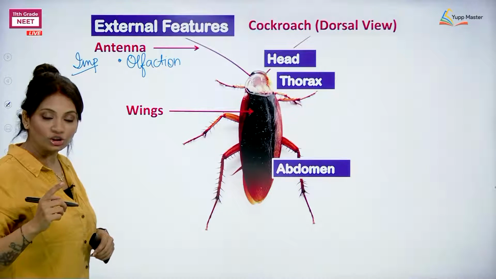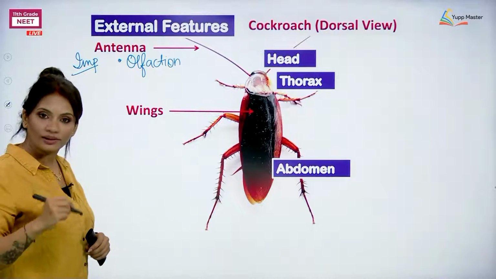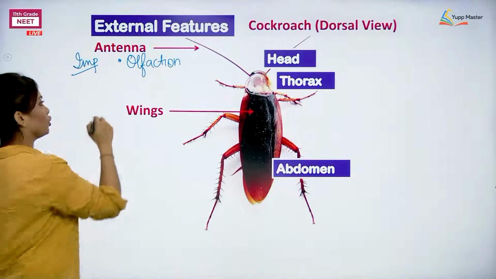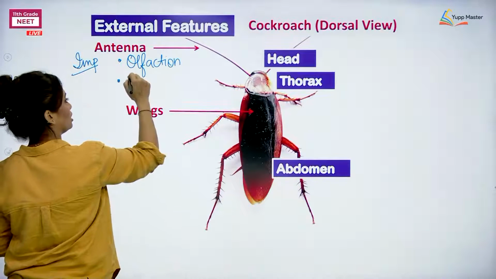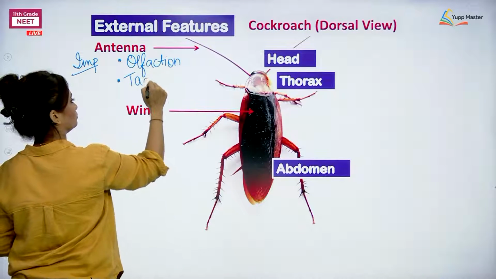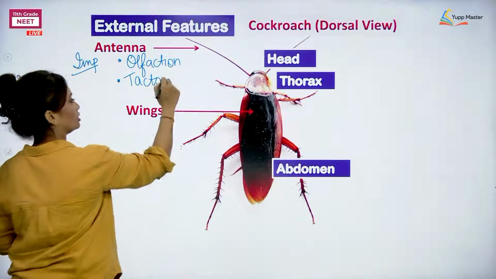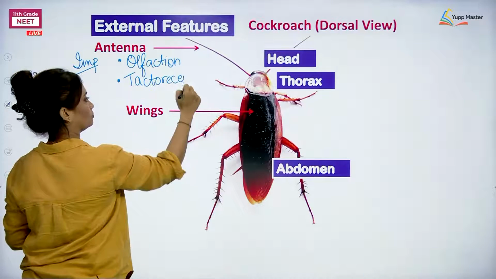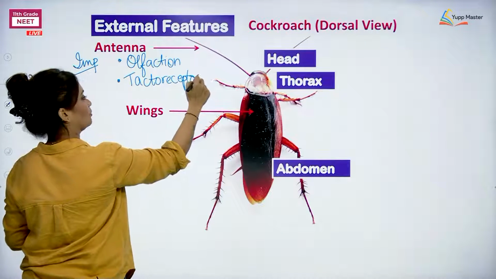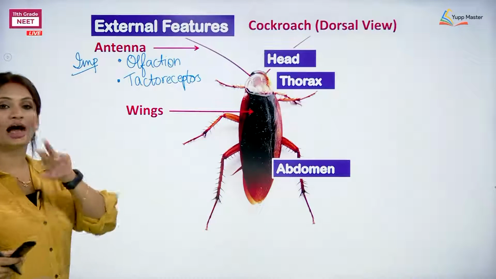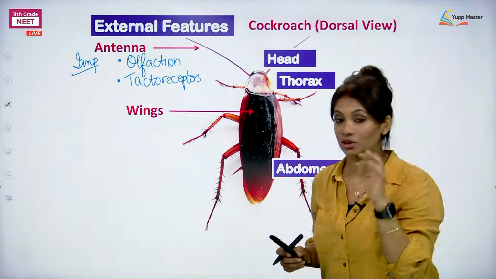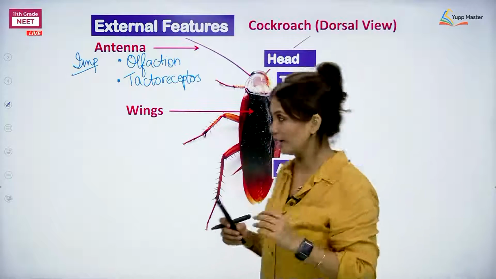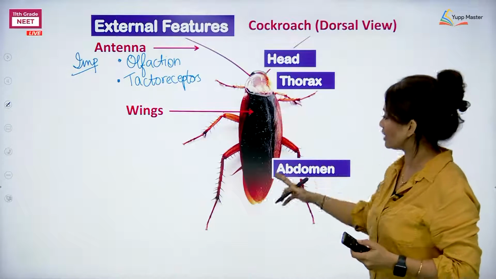Not only olfaction, the antenna are also helpful as tactoreceptors, means touch receptors. So basically the antenna have 2 functions. One is olfaction, second is tactoreceptors. Tacto means touch. Alright, next we see that there are the wings here.